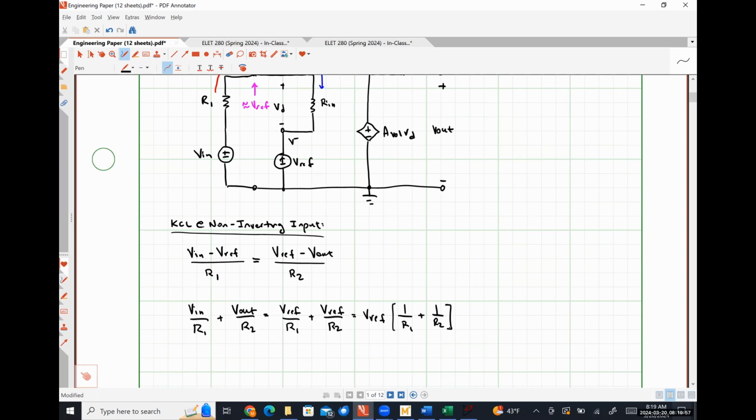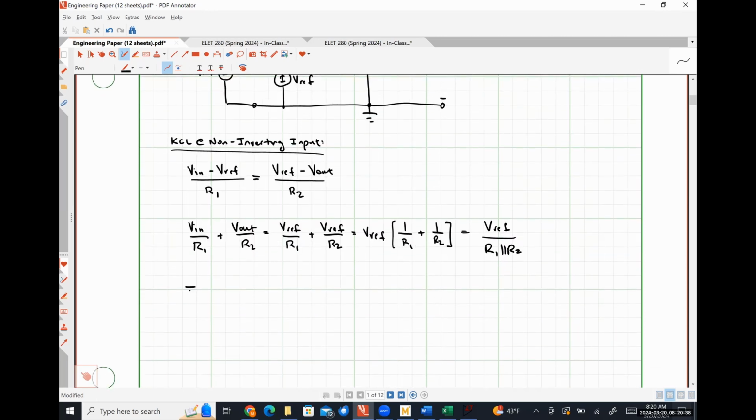Now, what is 1 over R1 plus 1 over R2? I know this is kind of an odd question, but what does that look like? What does it remind you of? Parallel resistors, right? If I had 1 over that thing, that would be the resistances R1 and R2 in parallel. So this is just effectively Vref divided by R1 in parallel with R2. So what I'm going to do is multiply both sides through by R1 in parallel with R2.